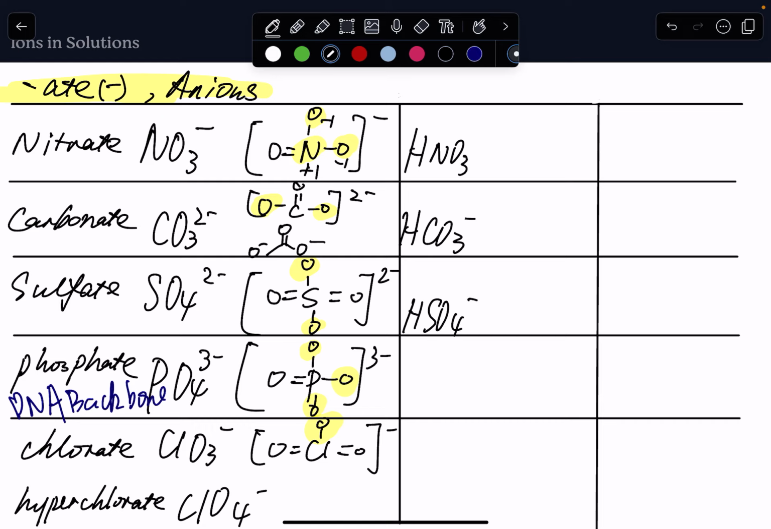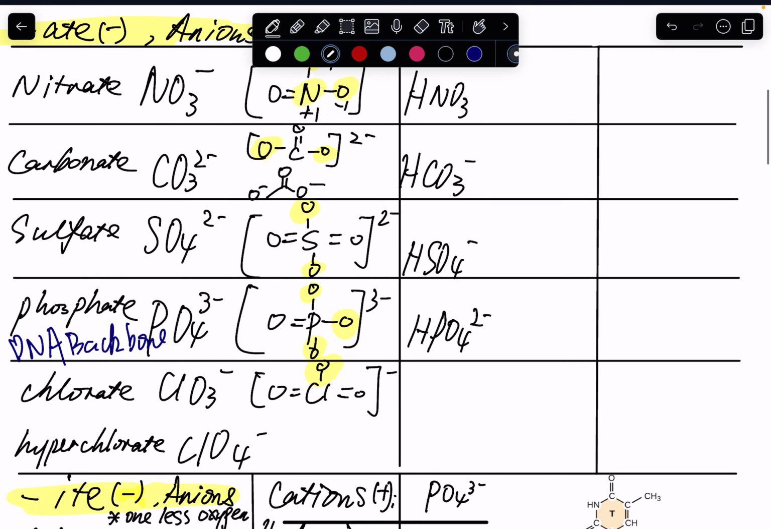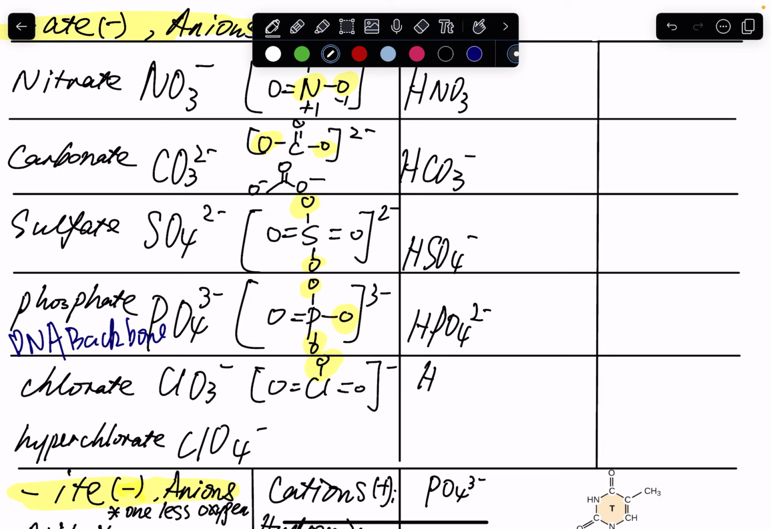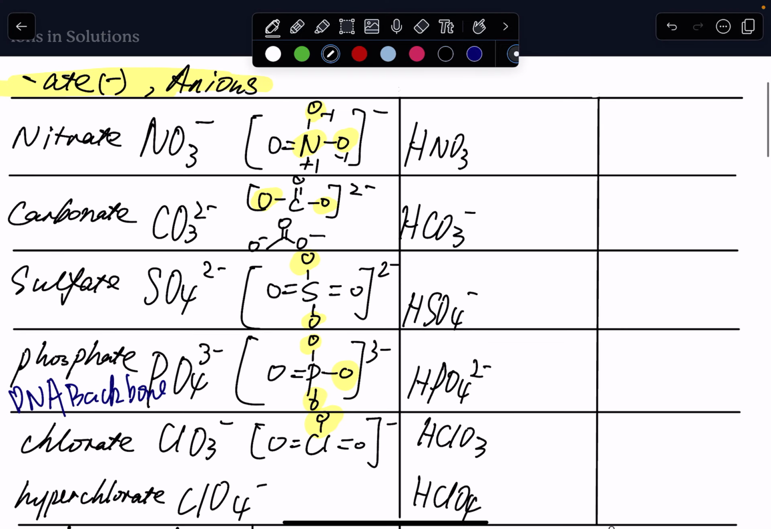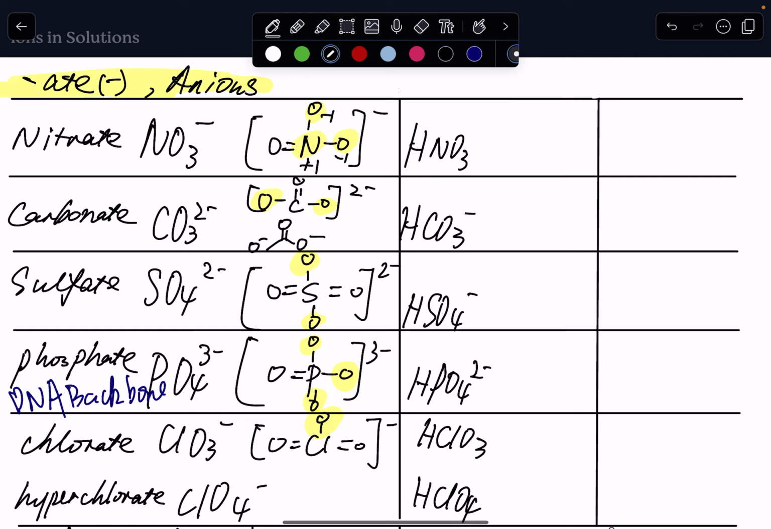And then this will be HSO4 minus, HPO4 2 minus, right? And then these will be what? HClO3 neutral, right? HClO4, okay? All right, so these are now what? These are now, after I add a proton, the proton can dissociate. Then dissociating the proton, donating a proton. These are what? Acids, right? That's what acids do, okay?